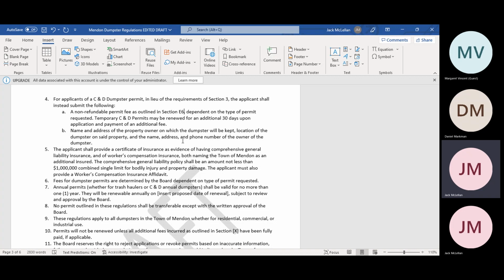They might be halfway through the kitchen and decide they want to do the bathroom adjacent to the kitchen at the same time. And I didn't see the need for an additional fee. We're always trying to cover our expenses, not necessarily make money. Any comments on that? Dan?